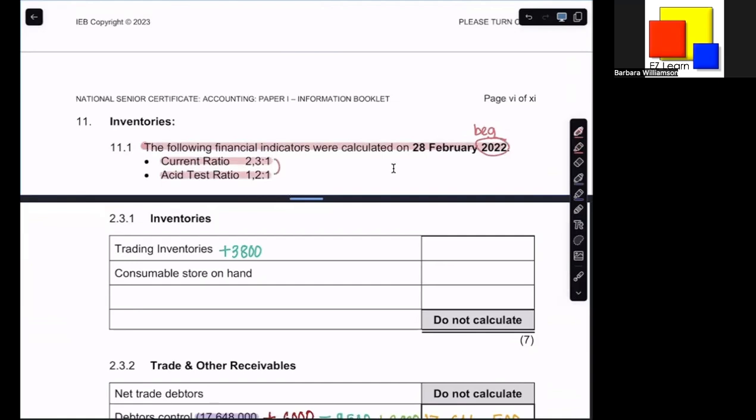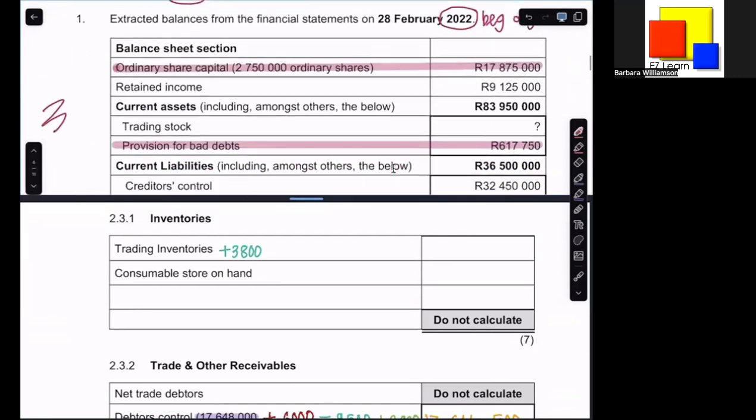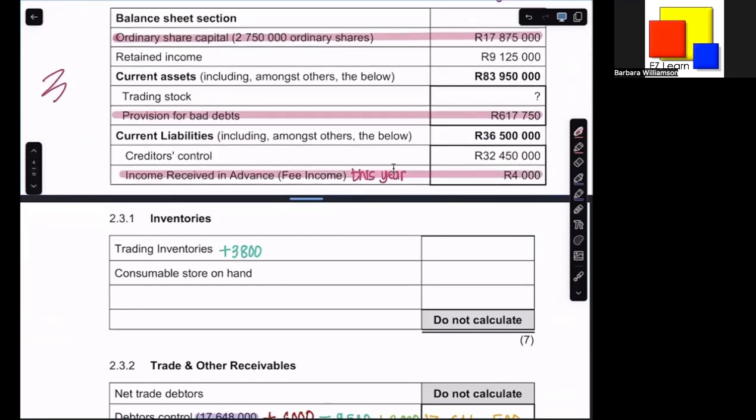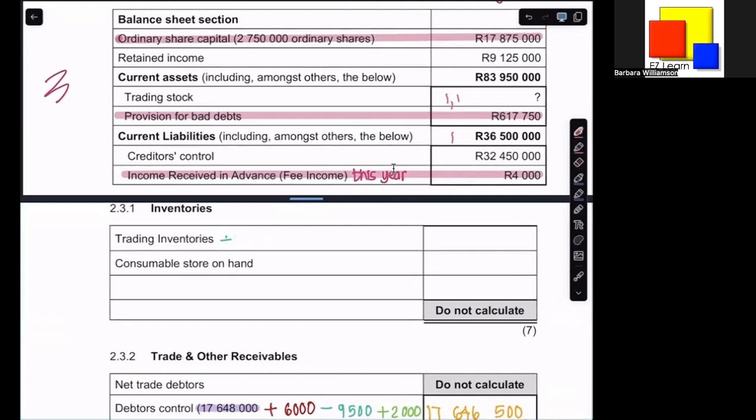So if you look at the difference between the figures, you can see that inventory represents 1,1 compared to your current liabilities. Remember that we were given the current liabilities back at the beginning here with this information. So if we know that current liabilities is 1, it means my trading stock will be 1,1. So I can now go and take that information and say inventories is going to be, ignore my 3,800 because I'm working it out a different way.